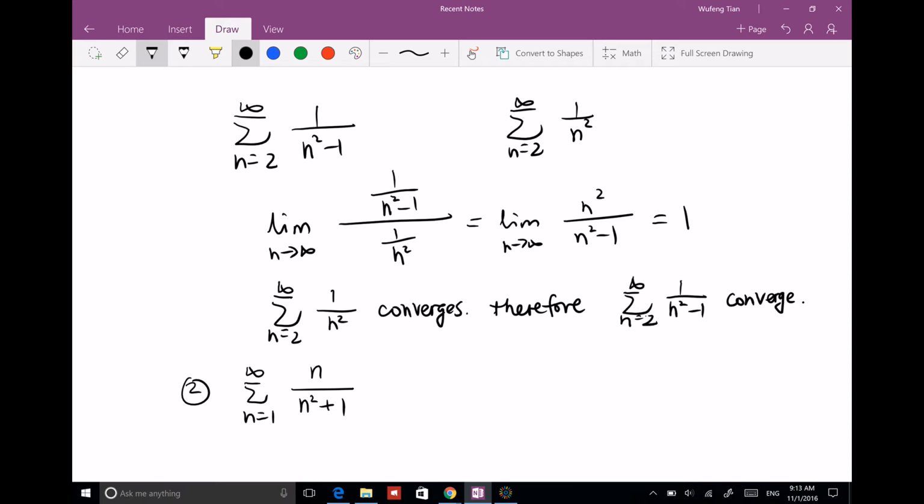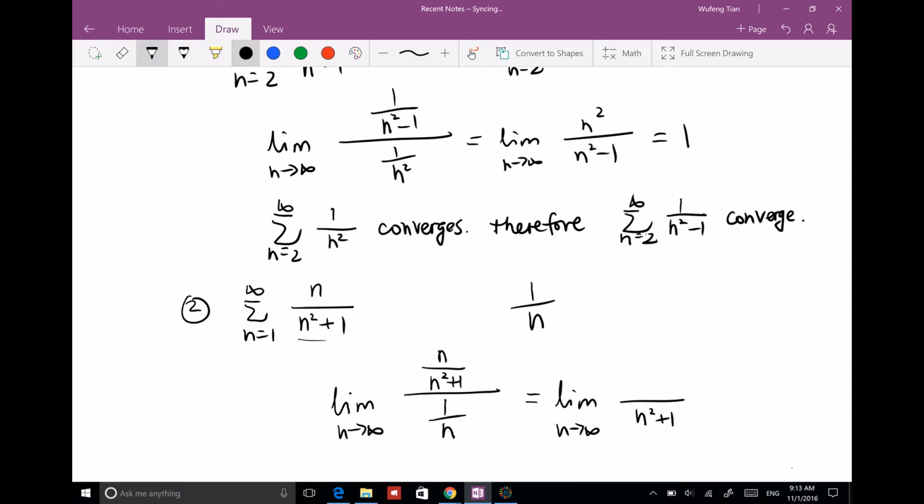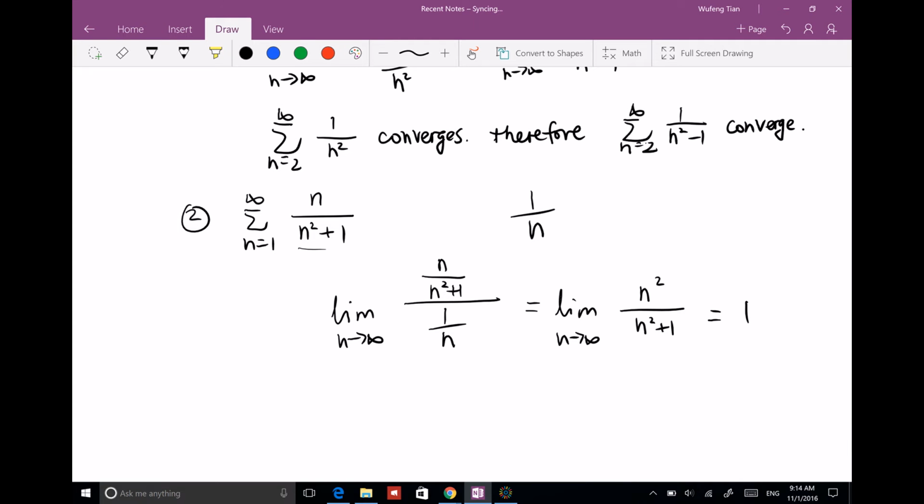Well, you can compare it with 1 over n. Very good, perfect. That's a perfect answer. So we can compare this one with 1 over n because they have a difference of power 1, right? So let's look at the limit as n goes to infinity of n over n squared plus 1 divided by 1 over n. We get the limit of n squared plus 1 over n squared, because we keep, change, flip, n times n squared. Now this equals 1. You can use L'Hopital's rule. It's easy to tell it's 1.